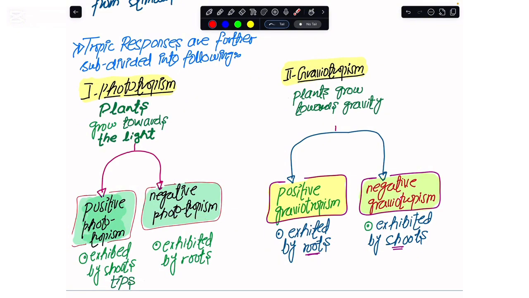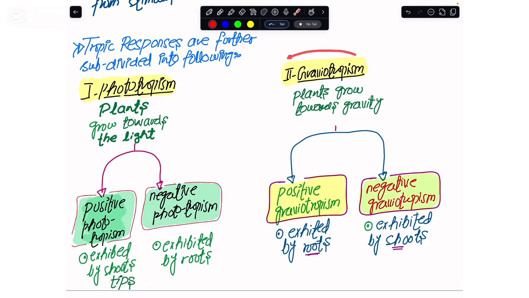Now, gravitropism further has two subtypes. One is positive gravitropism. If I expose the roots to the gravitational pull, they grow in the direction of gravity, so positive gravitropism is exhibited by the roots. If we talk about the shoot tips exposed to gravity, the shoots at any cost never grow into the soil, but always grow away from it, because their concern is not to absorb water and ions, but to get a lot of light.